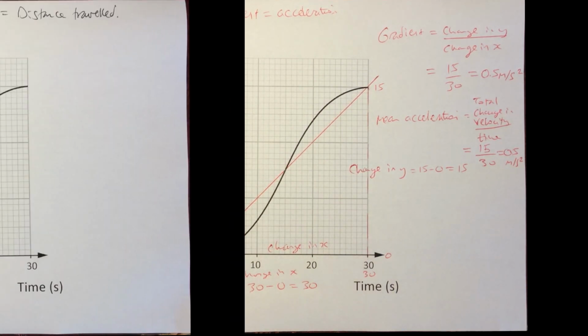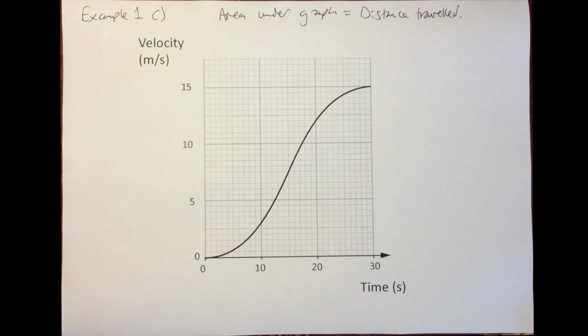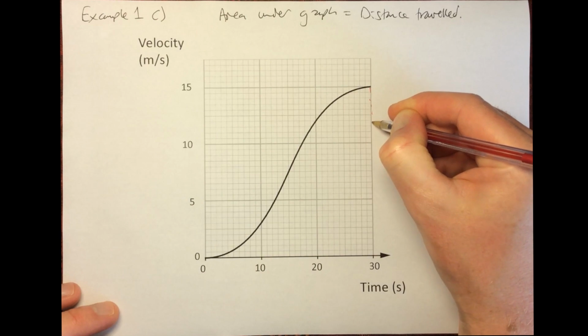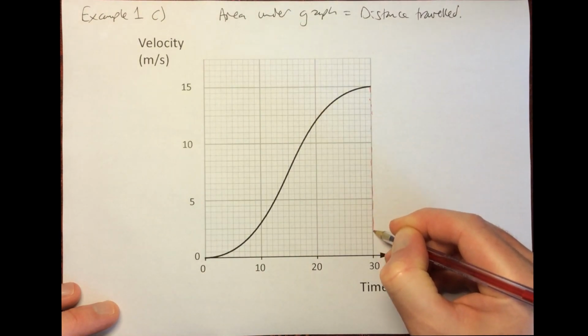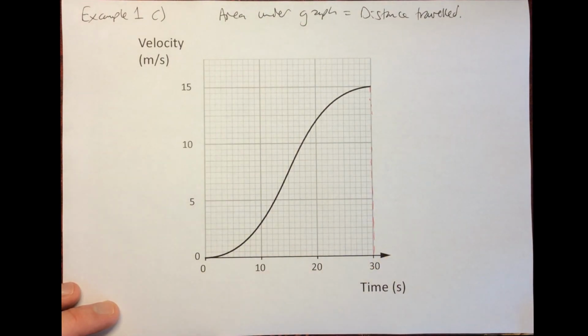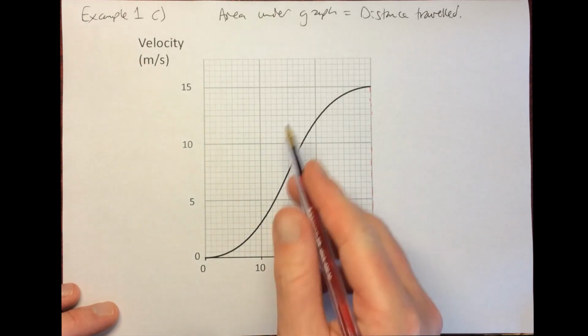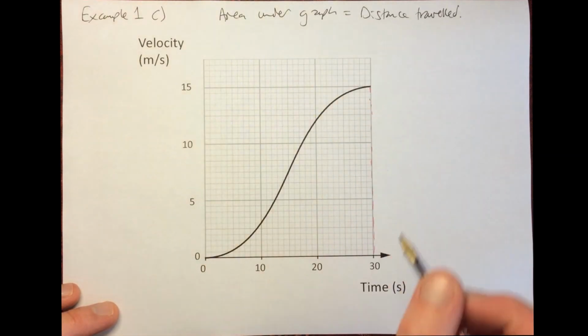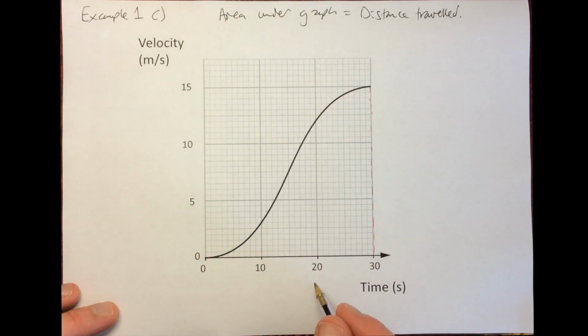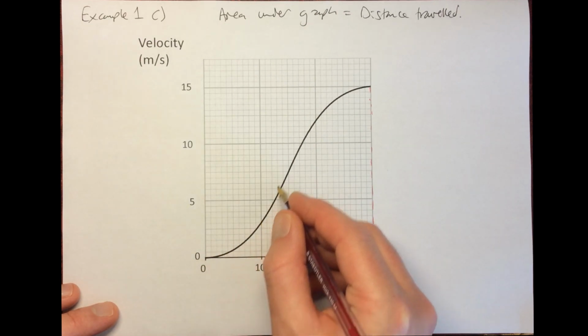All right, there we go. So in example 1 part C, you're asked to work out the distance travelled in the entire journey here. Okay, so in this 30-second period. Now we know that to calculate the distance travelled in this 30-second period, we're going to need to work out the area under the graph. So we need to work out the area under this curved graph.